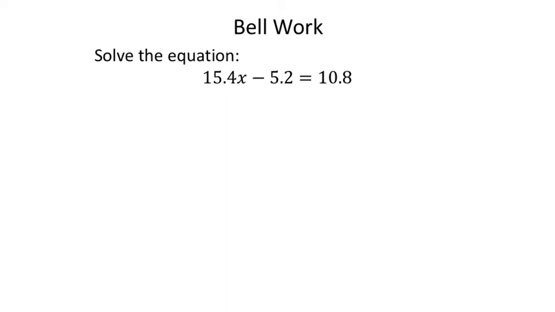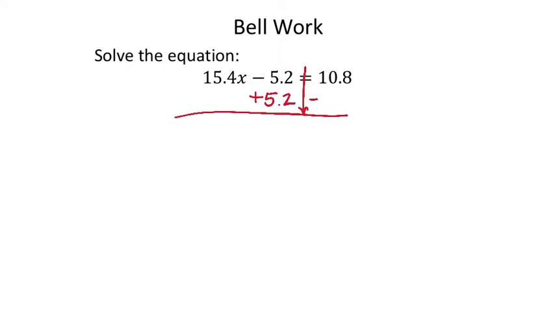All right, for this bell work, we're going to solve this equation, and we're going to do it using principles of equality. So again, that means whatever we do to one side of the equation, we've got to do to the other side. First thing I'm going to do here is look to force that negative 5.2 to become 0 so that I can isolate my 15.4 x's. And to do that, I'm just going to add 5.2.